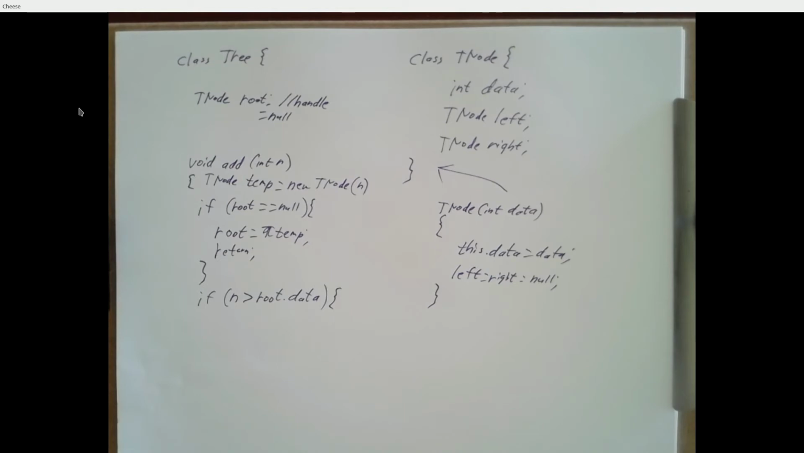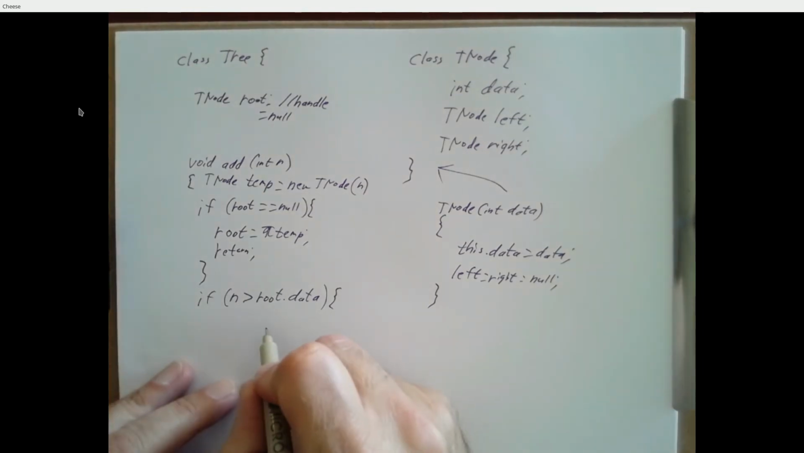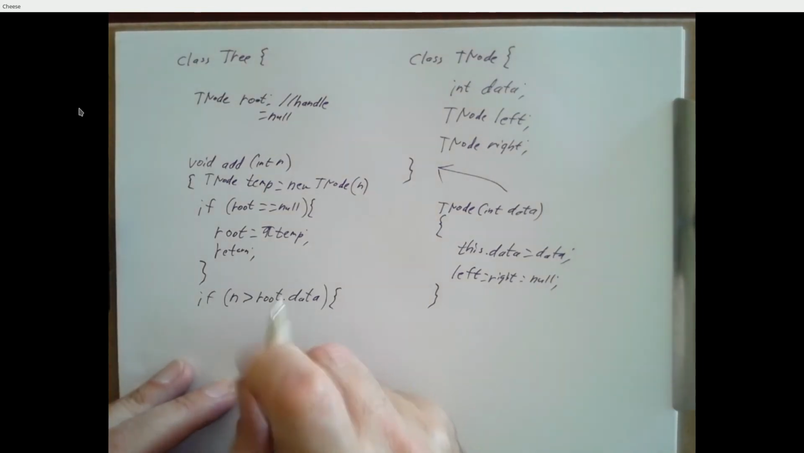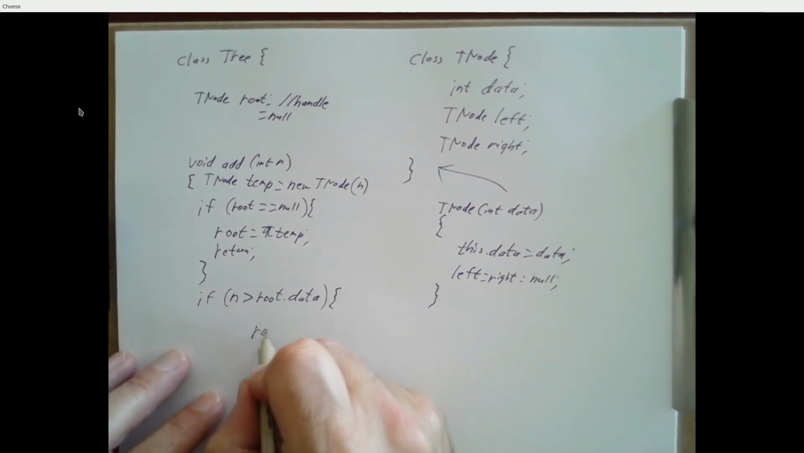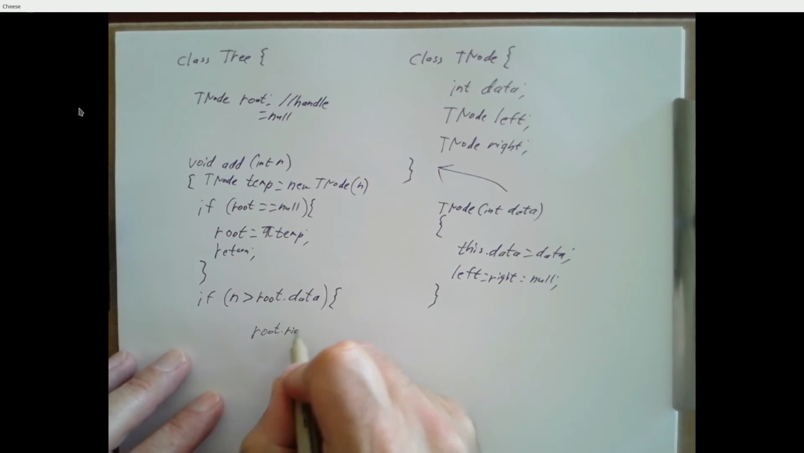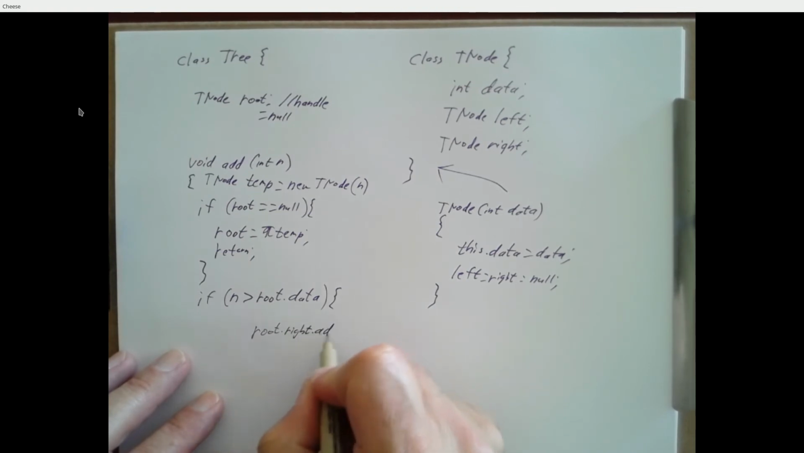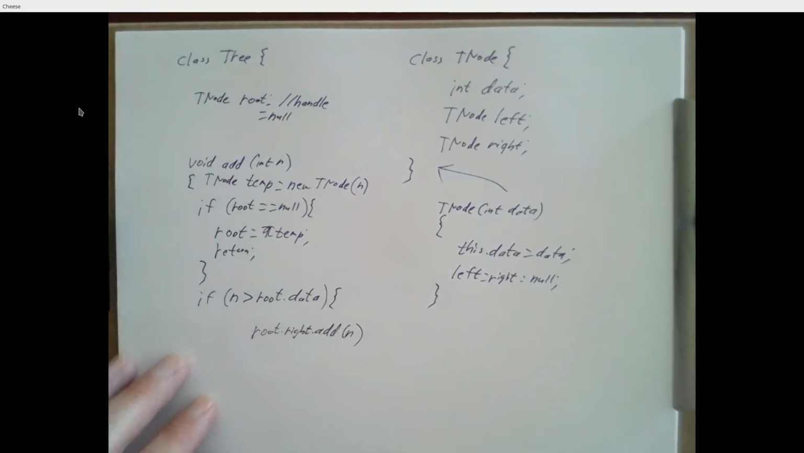Recursion. Hey, there you go. That's what I'm doing. Add to the right. So how do we do that? root.right.add. I like it. Yeah. That looks good. Return.